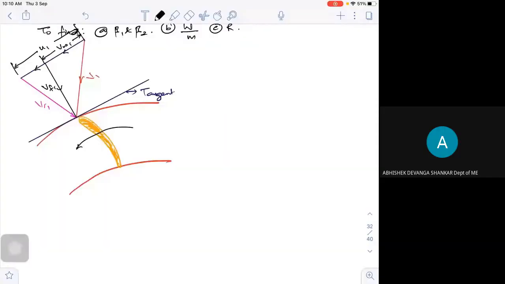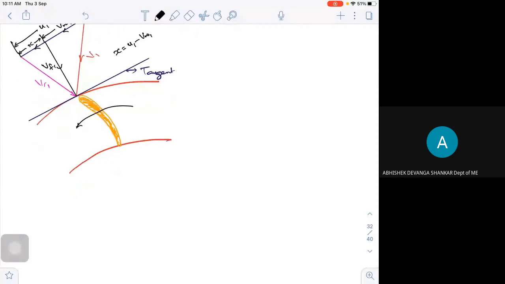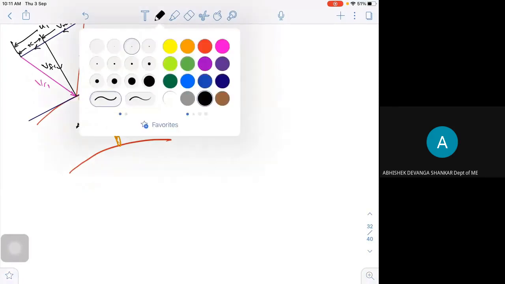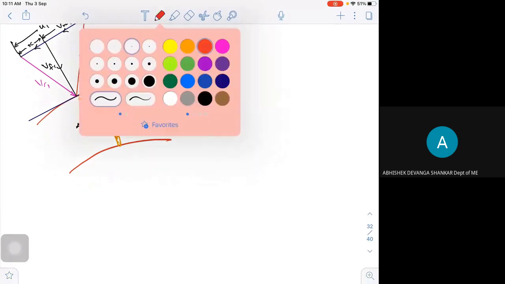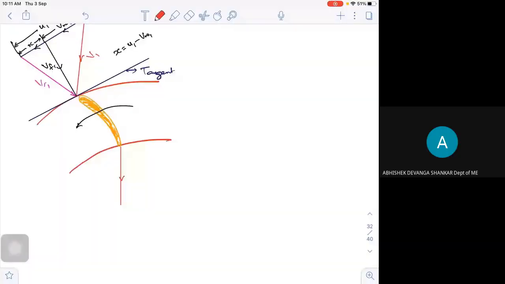X is nothing but U1 minus VW1. Similarly, they are telling that the exit is without any whirl component. That means if I take your V2, it is going in this direction, so 90 degrees. So this is your V2, which is also equal to your VF2. Why is it so? Your VW2 is equal to 0.